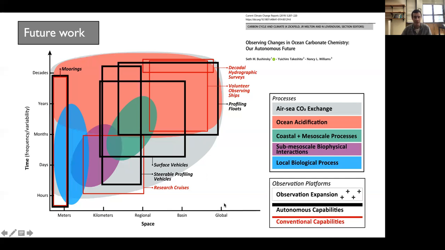Now, when we add on autonomous vehicles, looking just at profiling floats here, and this box here, this is where floats really add value. And so we can look at just sort of the expanded coverage from floats, these hashed signs here within this black box. And floats really add a lot finer resolution. So we're more able to have a glimpse into processes and changes on these smaller scales as we expand float coverage.